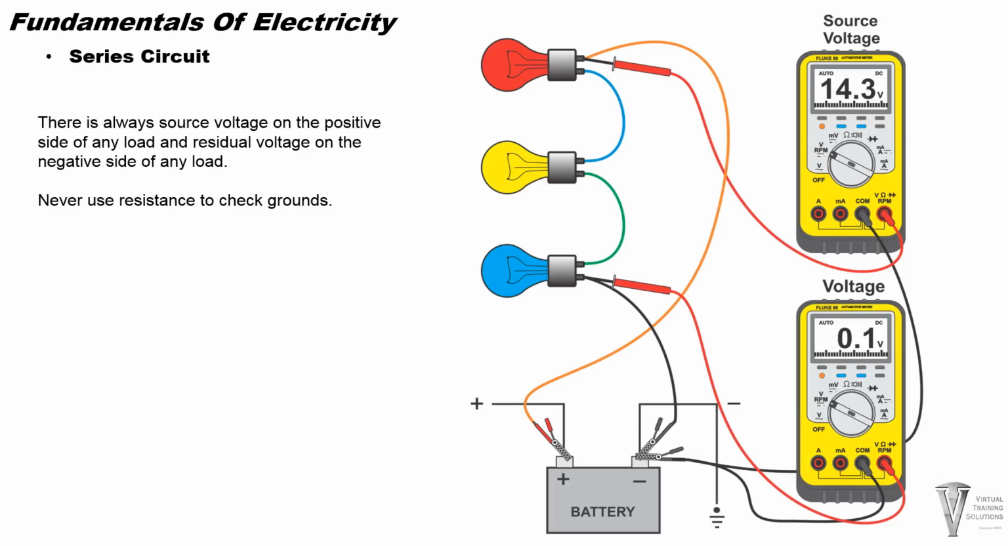In this case, we have a 14.38 volt applied source voltage to the circuit and near 0 volts after the resistance. Almost all of the voltage is being used up by the load in the circuit. There should be no more than 0.1 volts or less of residual voltage left. Using a voltage drop test is the best way to check any ground circuits.